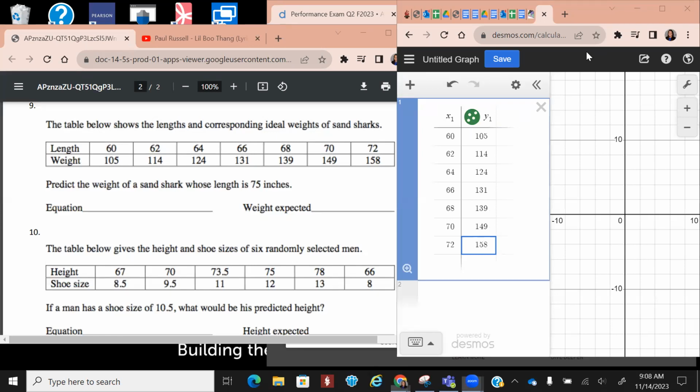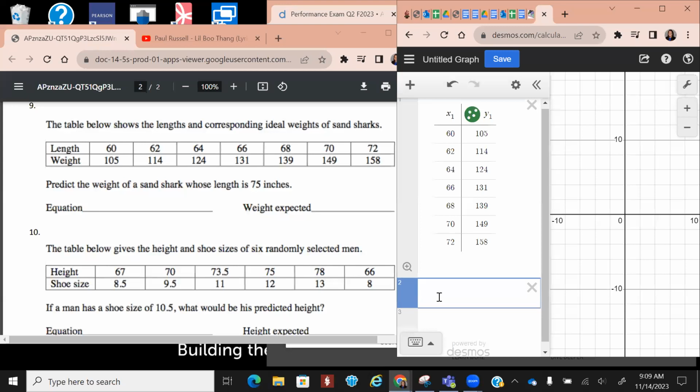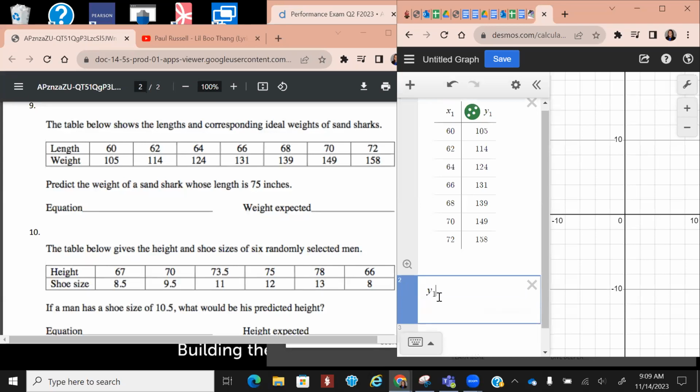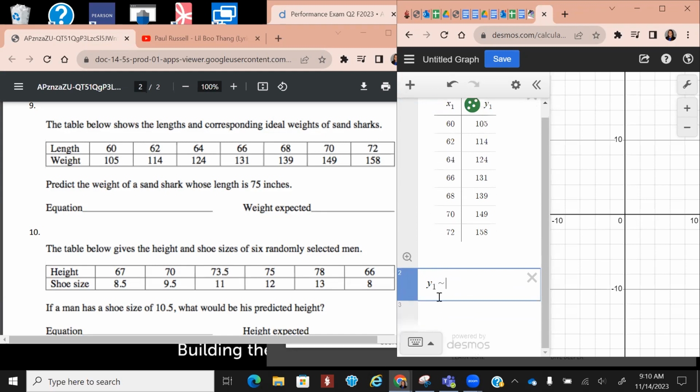Now what you're going to do is type Y1, and then you're going to hit shift and this little squiggly line. It's called a tilde. It's above the tab. Yep. So you hit shift and then that button that's above tab. And then you're going to type MX1 plus B.